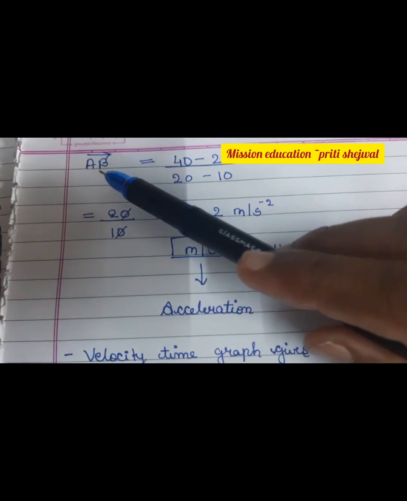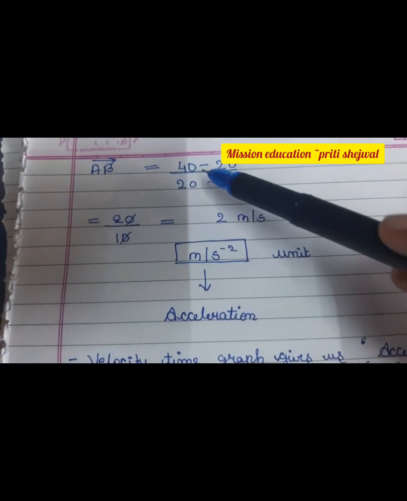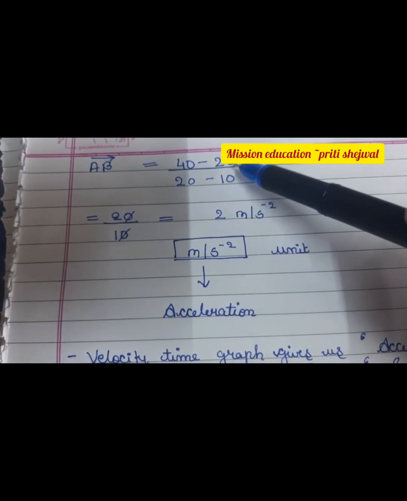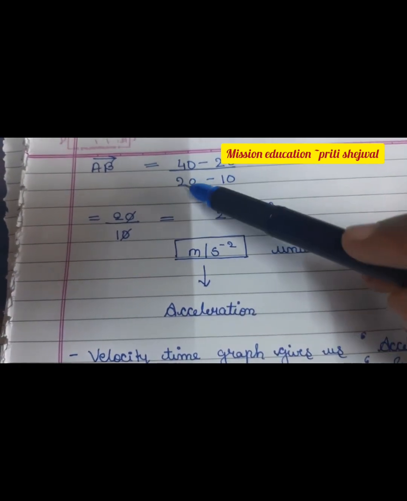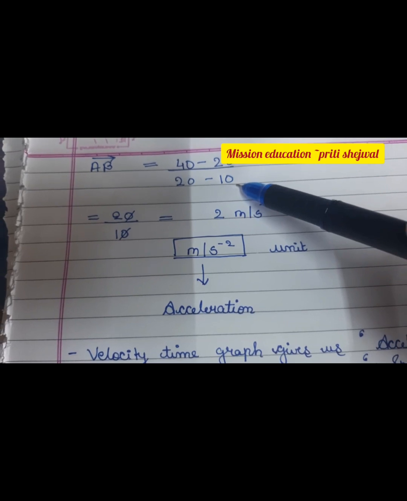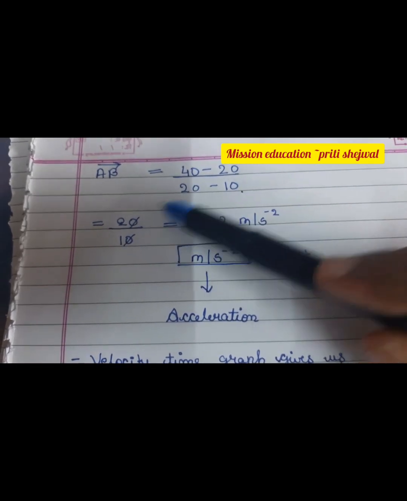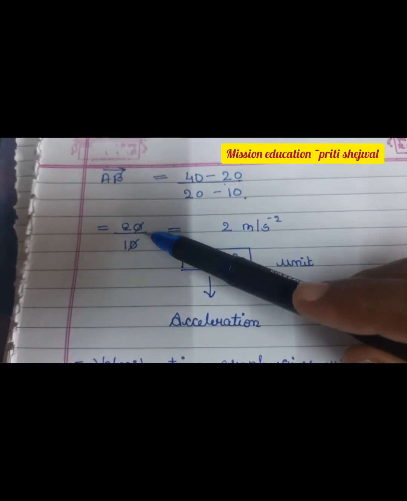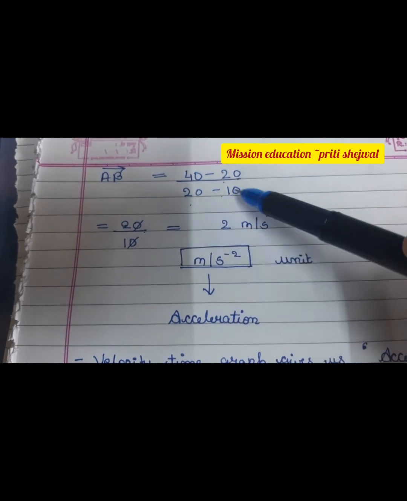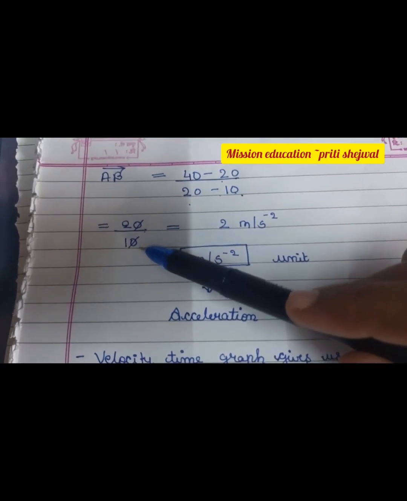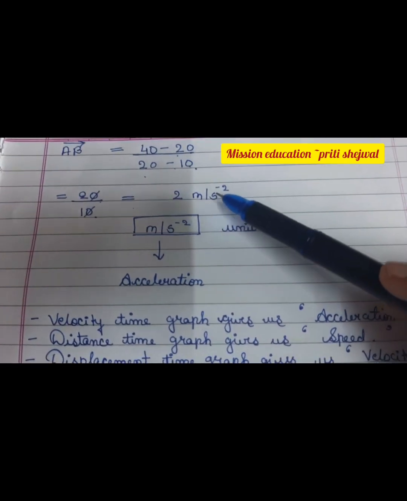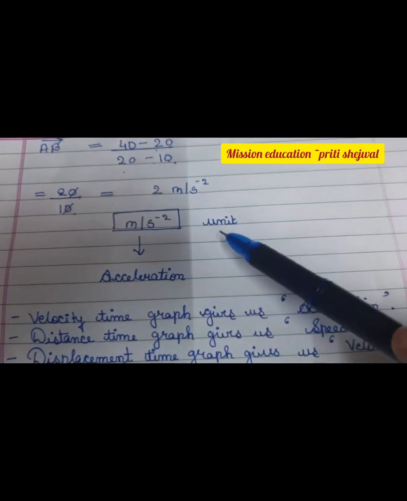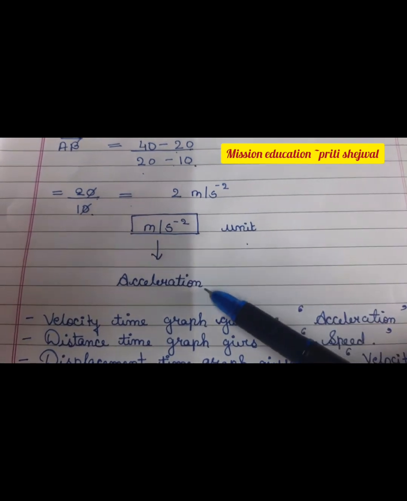Velocity change AB is equal to 40 minus 20. This is the final position and this is the initial position, and the time taken is written over here. So 40 minus 20 is equal to 20, and 20 minus 10, in the denominator we are going to write 10. So the answer is 2 meter per second square. This is the unit of acceleration.